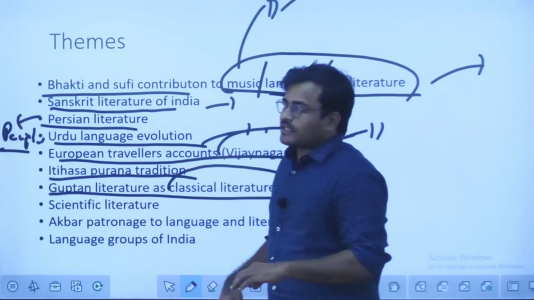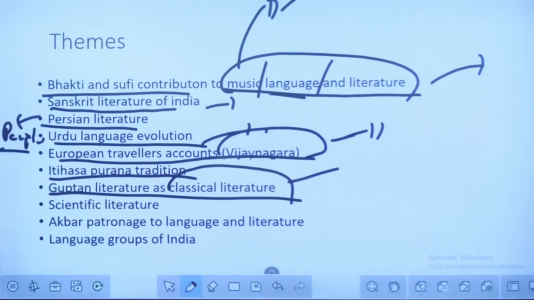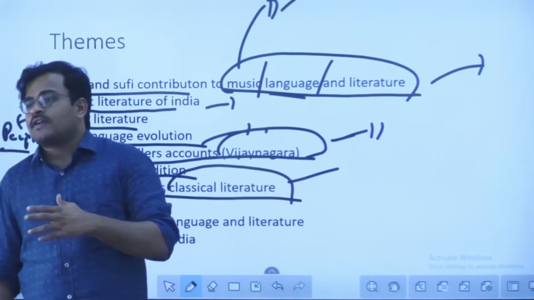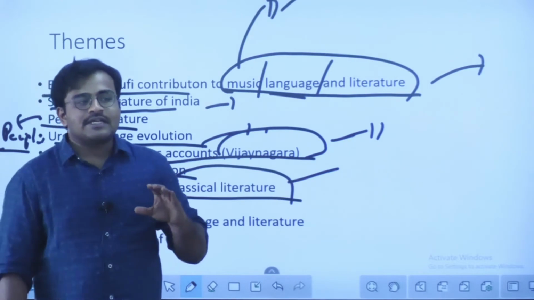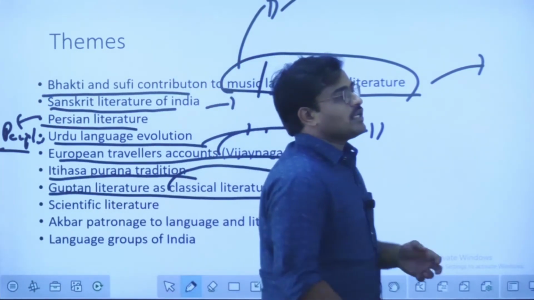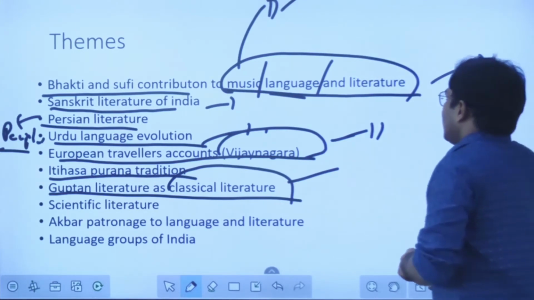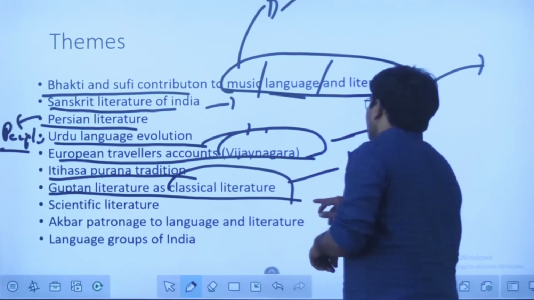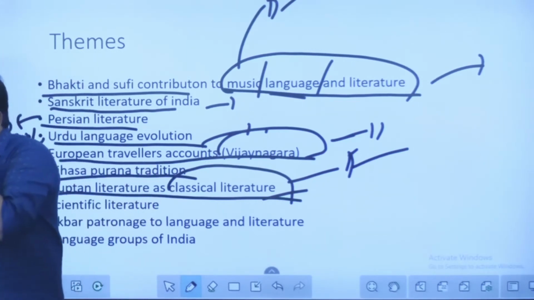The excellence which has been seen during the Gupta period with respect to literature has not been seen in later times. Classical means something which sets standards and which is an inspiration for all future literature. That is what classical means. So why is Gupta literature known as classical literature? This can be a possible question. If you want, I can send this also. I have the answer for this. I'll send this.